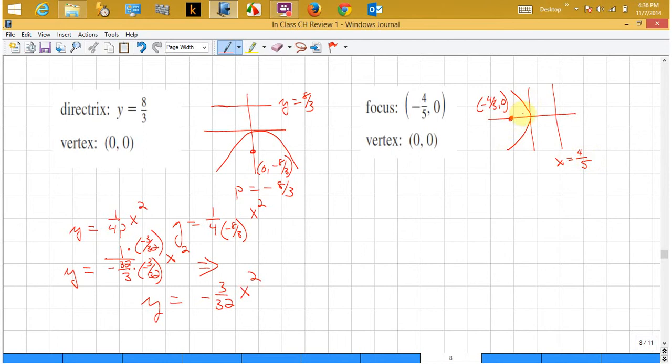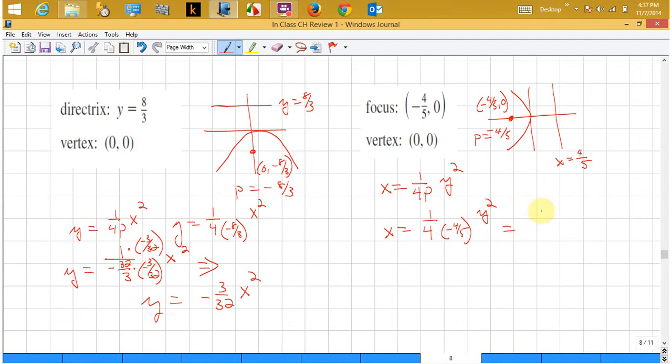So my value of p is going to be equal to negative 4/5. Okay, so let's put that in the formula. You can see this is opening left and right. So this would be x is equal to 1 all over 4p y squared. x is equal to 1 all over 4, and now we said p was a negative 4/5, y squared.